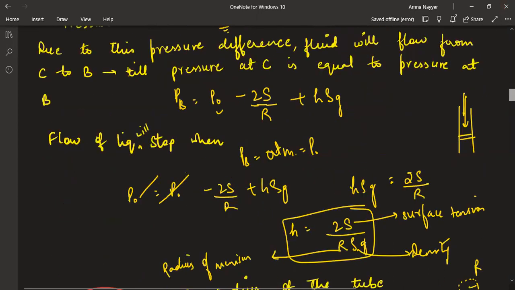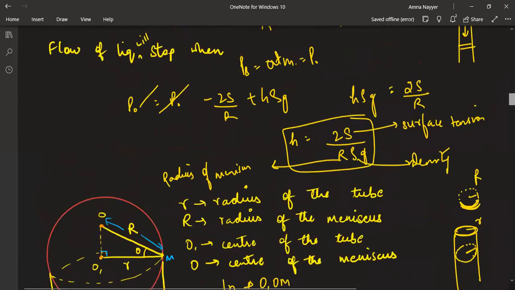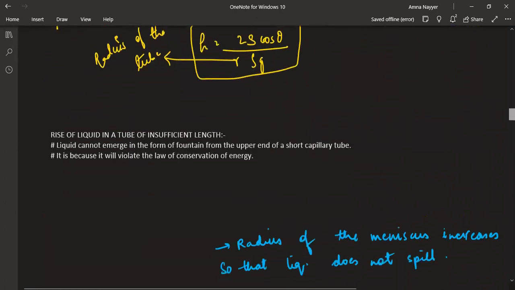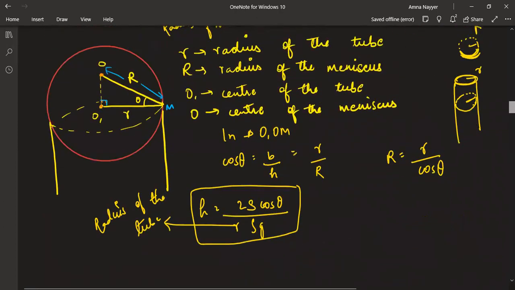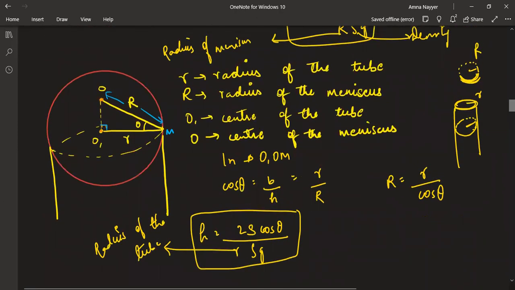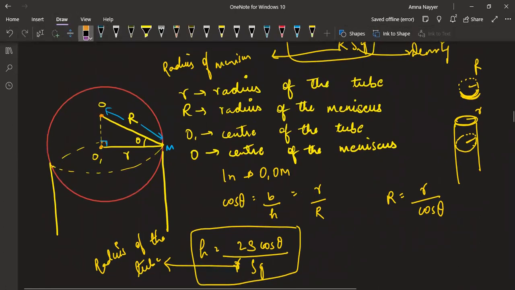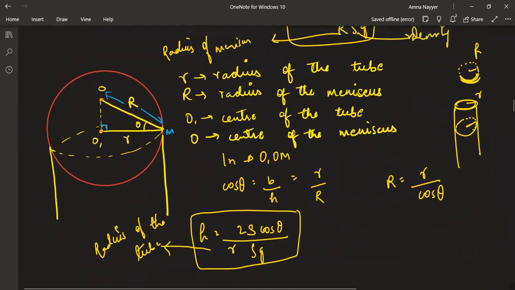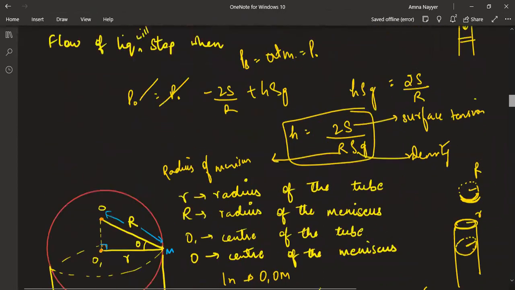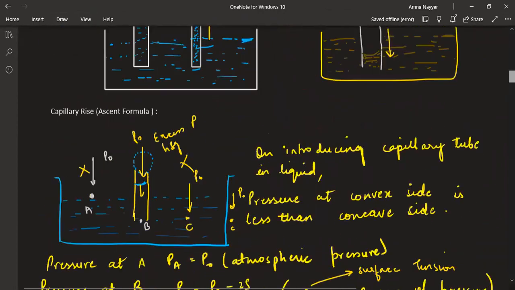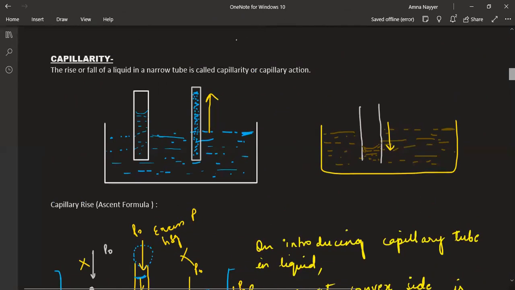This derivation is asked in the examination. You just have to write down these points and tell all the points till here. h equals 2S cos theta by r rho g. This formula is asked. Now one thing, you have to remember this formula because many numericals involve this formula. All right, so note it down. We'll practice some questions also from this, but first note down this part. Any doubts if you have, get it clarified.